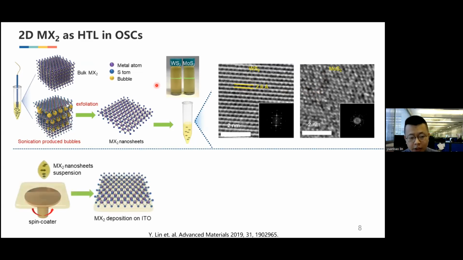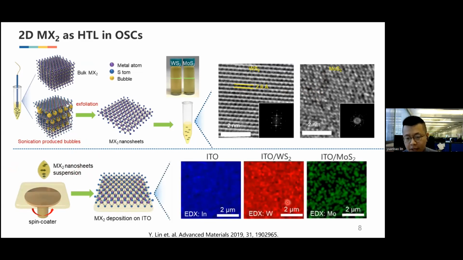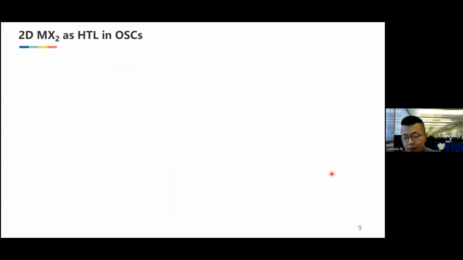And then we tried to spin coat this 2D material suspension on the ITO. From the EDS mapping, the coverage of the tungsten disulfide is comparable to the ITO, but for MoS2, we can see some dark areas. It means poor coverage on the ITO.